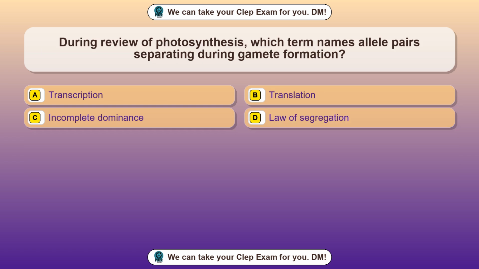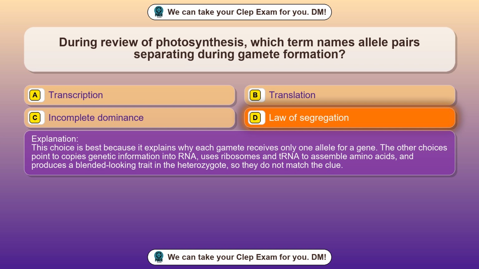Question 20. During review of photosynthesis, which term names allele pairs separating during gamete formation? Option A, transcription. Option B, translation. Option C, incomplete dominance. Option D, law of segregation. The correct answer is option D, law of segregation. This choice is best because it explains why each gamete receives only one allele for a gene. The other choices point to copies genetic information into RNA, uses ribosomes and tRNA to assemble amino acids, and produces a blended-looking trait in the heterozygote, so they do not match the clue.